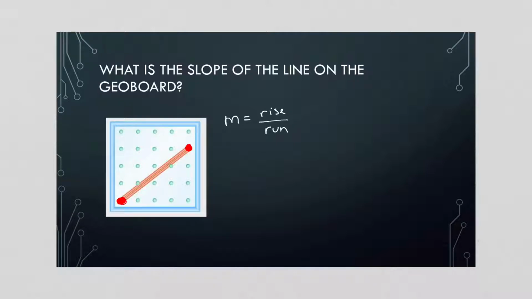So from this bottom dot, I'm going to go up 1, 2, 3. So that's 3 on top. And then I'm going to move to the right 1, 2, 3, 4. So my bottom number is 4. So this line right here has a slope of 3/4.